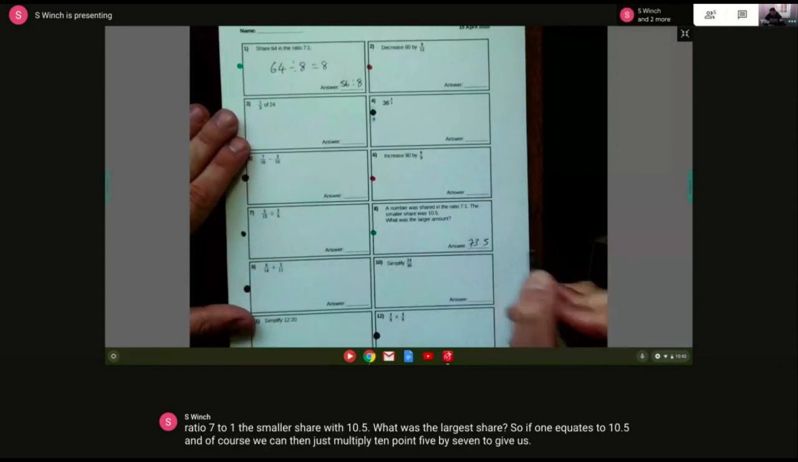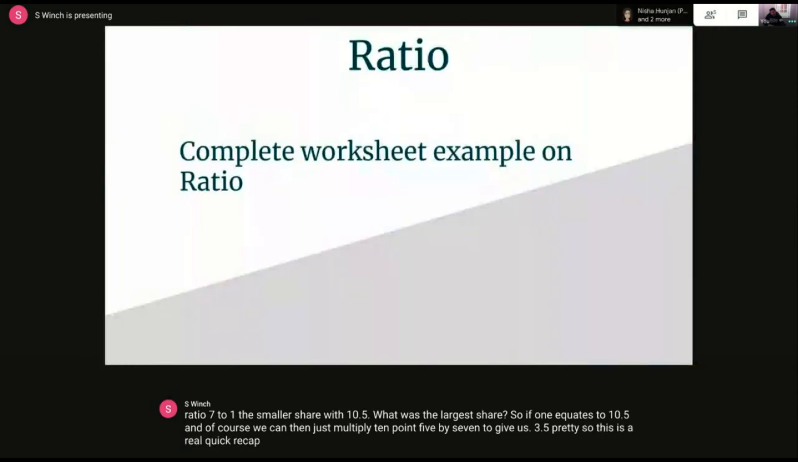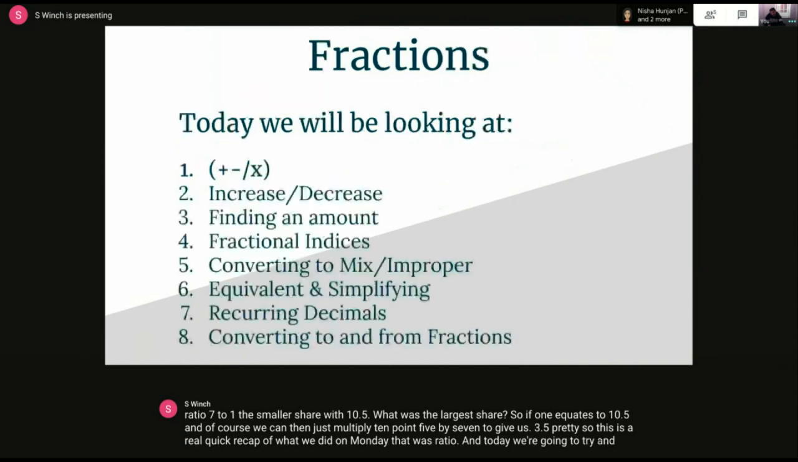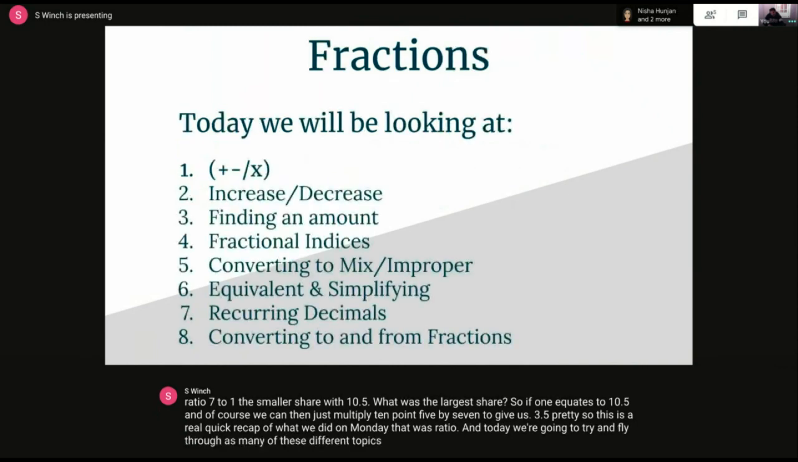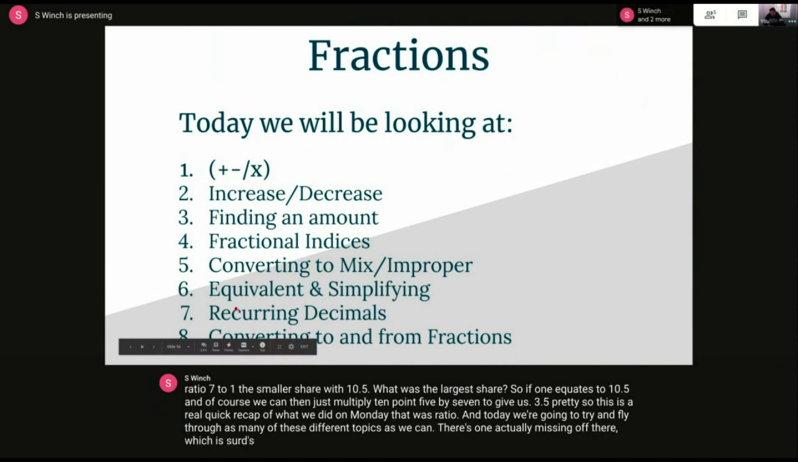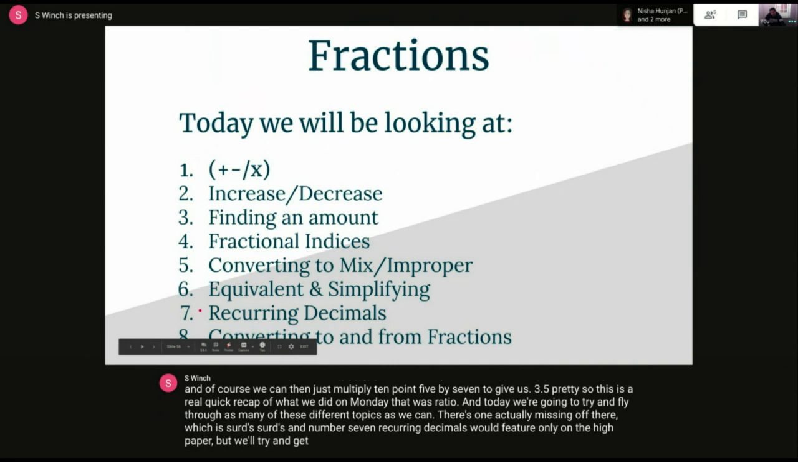Brilliant. So this is a real quick recap of what we did on Monday. That was ratio. And today we're going to try and fly through as many of these different topics as we can. There's one actually missing off there, which is surds. Surds and number 7, recurring decimals, would feature only on the higher paper. But we'll try and get through as much of this as we can today, and then recap it on Friday.